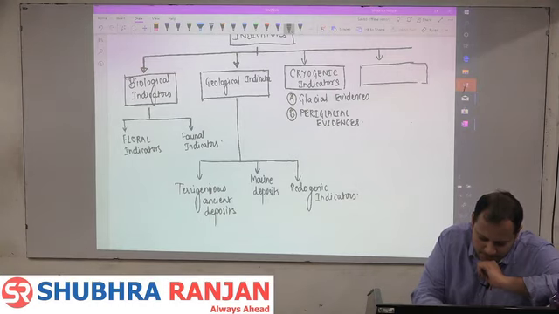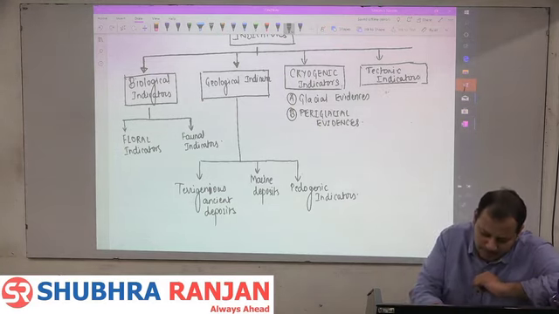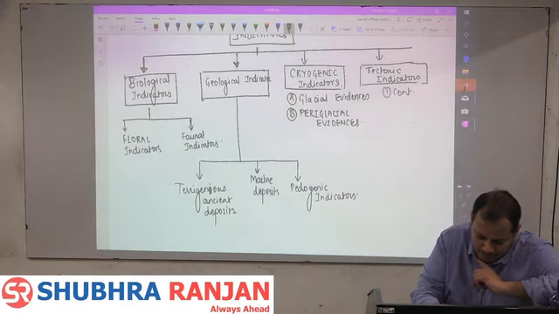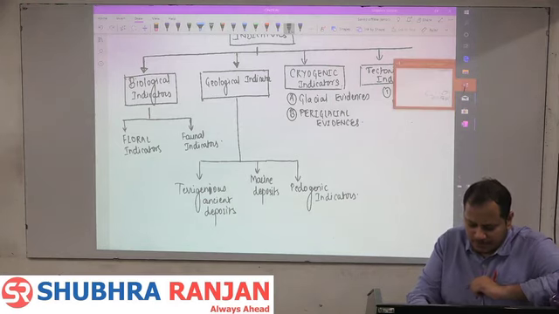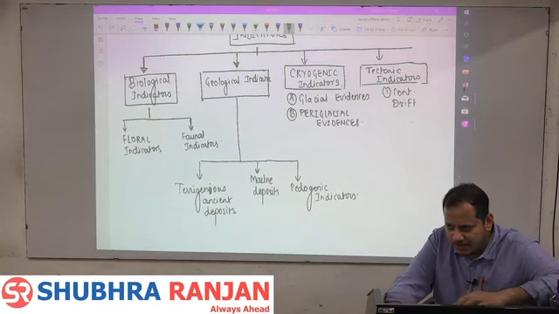Next will be tectonic indicators. Tectonic indicators means continental drift. By understanding the tectonic indicators, you can understand about the continental drift, or by understanding the continental drift, you can understand about the tectonic indicators. दोनों सही है.